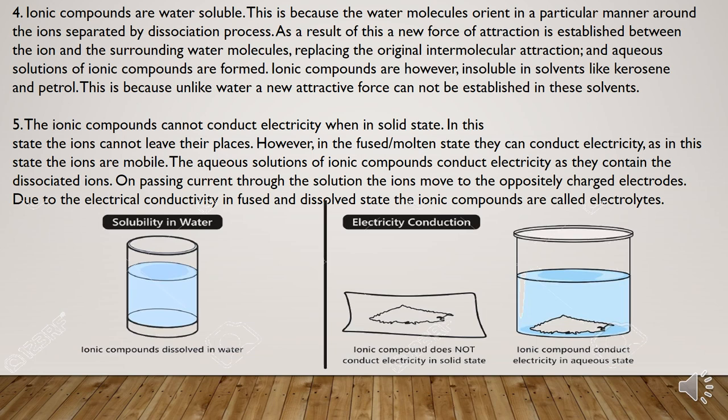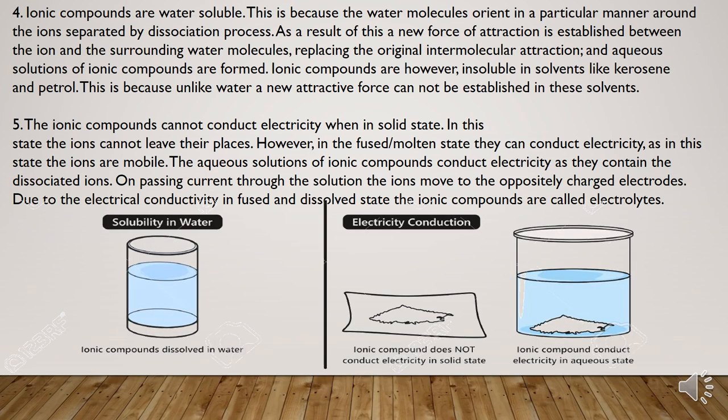The aqueous solution of ionic compounds conducts electricity. When they dissolve in water, they can conduct electricity as they contain the dissociated ions. On passing current through the solution, the ions move to the oppositely charged electrodes. Due to the electrical conductivity in fused and dissolved state, the ionic compounds are called electrolytes. Now, we have studied electrolytes a lot so far, but now I hope you have understood the concept of electrolytes.